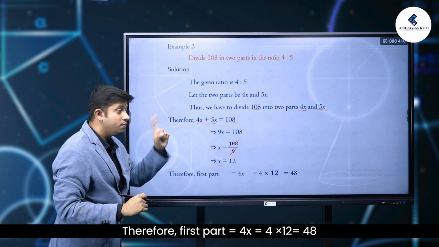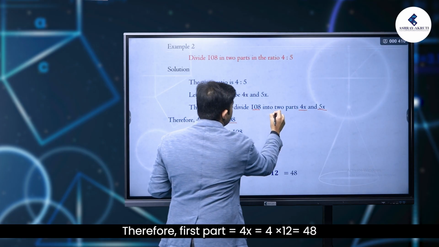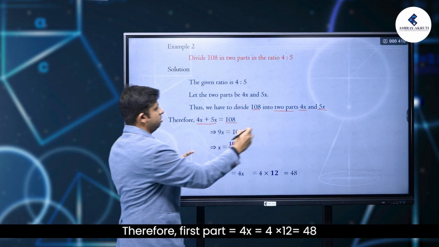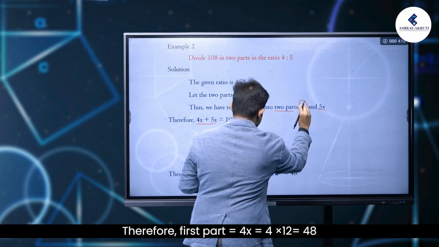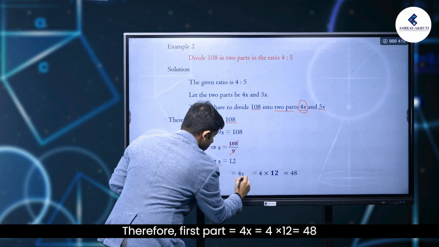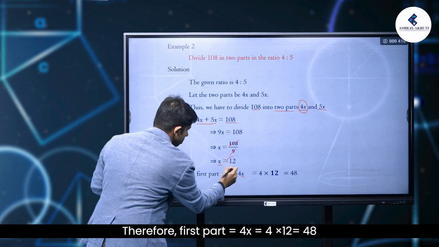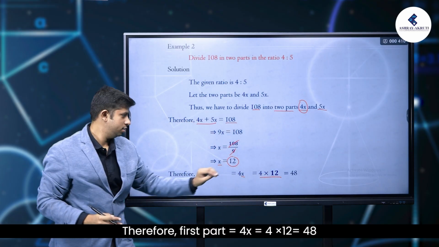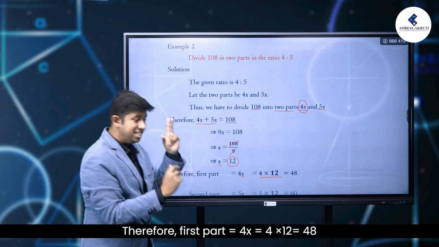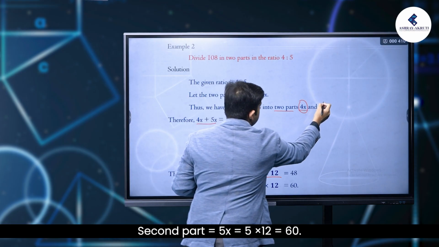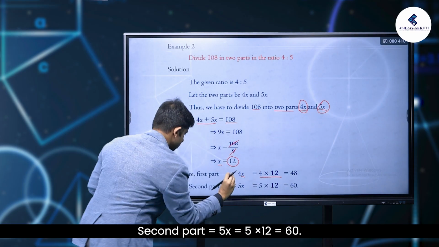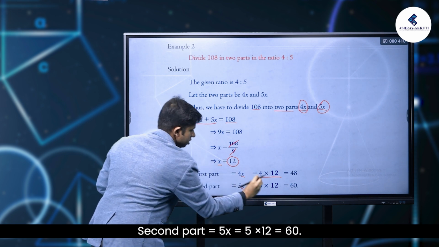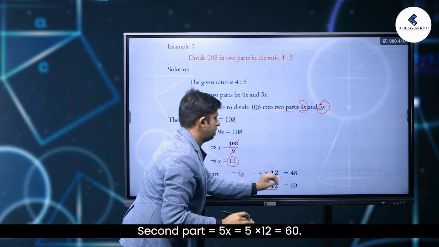Therefore, the first part, 4x, is equal to 4 into 12, equals 48. Second part, 5x, equals 5 into 12, equals 60.